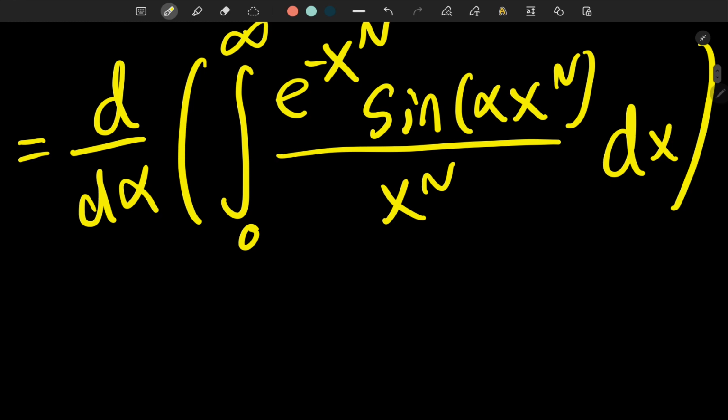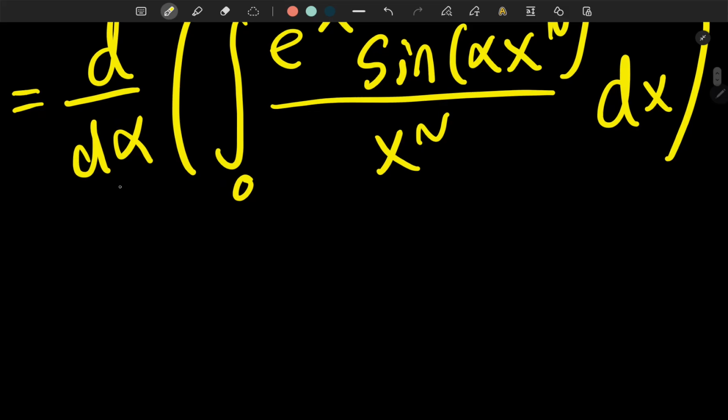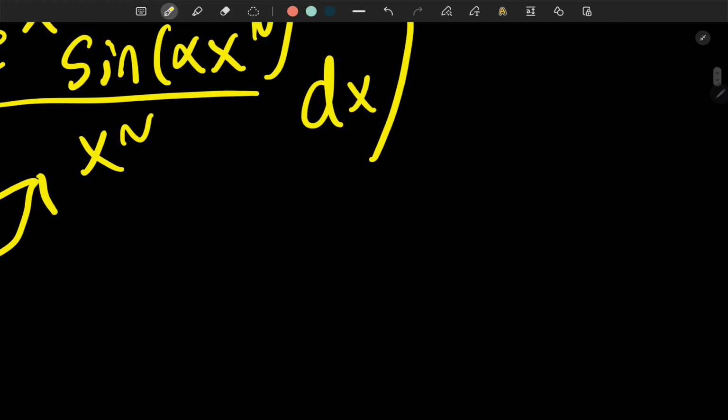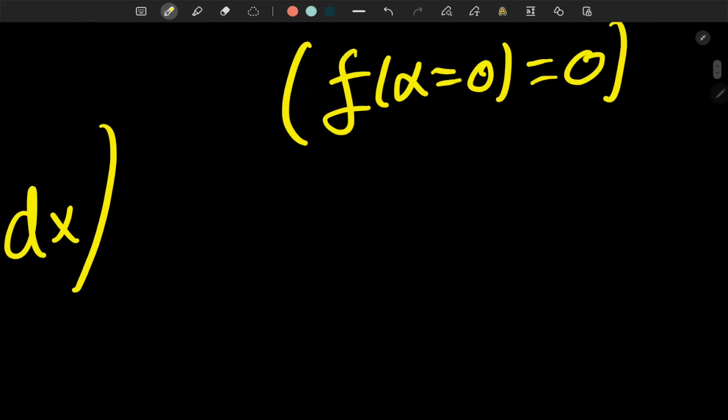And we see there are no functions of alpha inside the limits. These would be considered constants, so therefore this would be the special case of Leibniz rule. So we can go ahead and bring in the derivative, but instead of being a regular derivative, it would turn into a partial derivative.